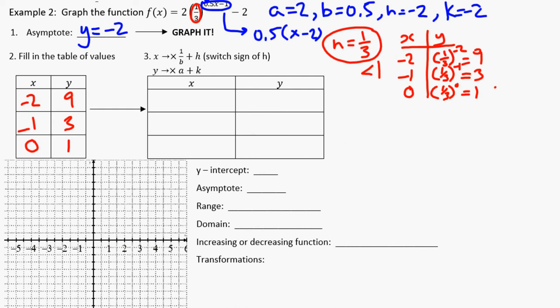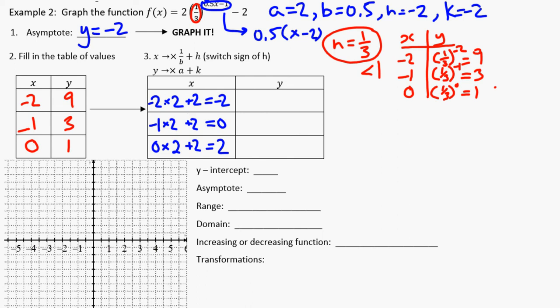Let's transform it. So here I'm going to have -2. My b value is 0.5, so I'm going to multiply by the reciprocal of that, which is 2, because 0.5 is 1/2, and the reciprocal of 1/2 is 2. And then I'm going to add 2. A lot of 2's going on here. So -2 times 2, -4 plus 2 is -2. Next one is -1 times 2 plus 2. This is 0. And then finally 0 times 2 plus 2 is 2.